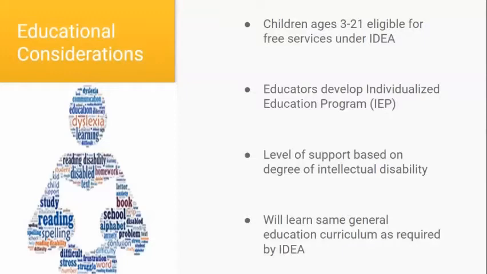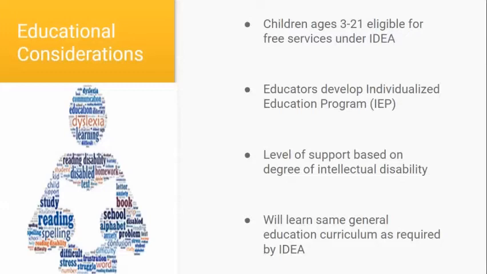And now we'll go into the educational considerations for those children who are intellectually disabled. A child with intellectual disability doesn't enter the education system until the age of 3, and that's when they will be eligible to get free special education services by law. And they can stay in the education system up until 21 years of age.